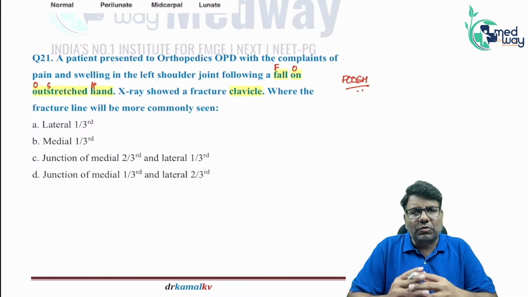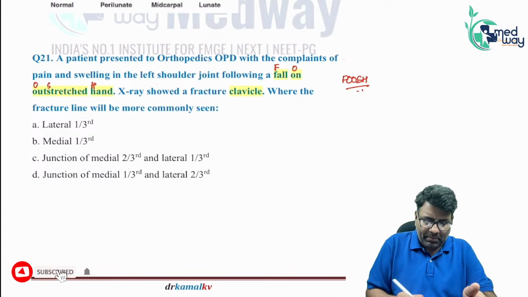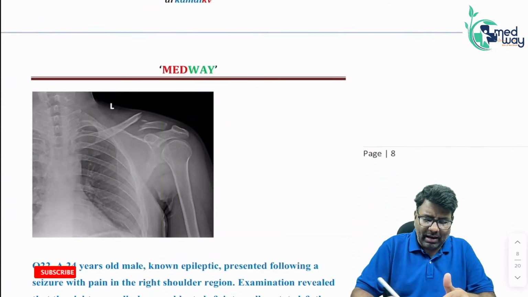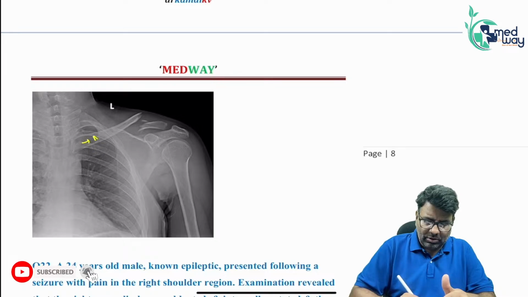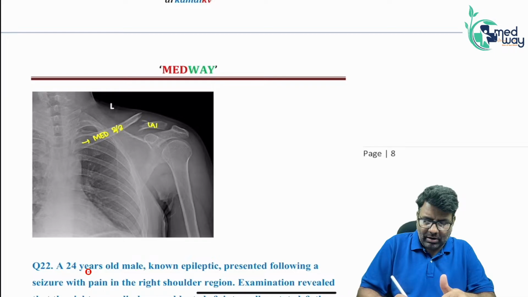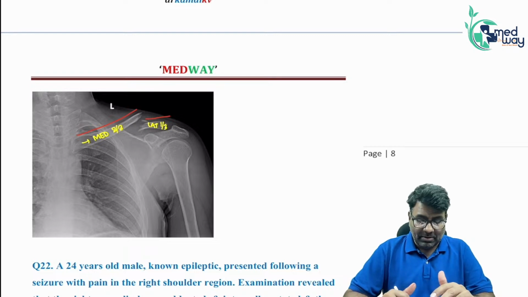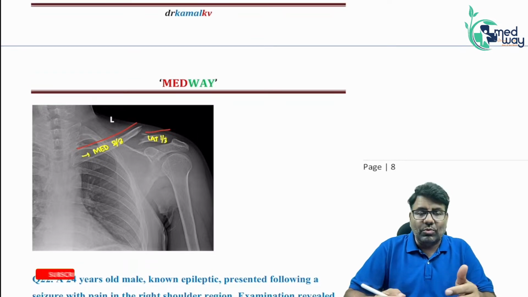Now, I think most of you must be knowing that it is the junction of the medial 2/3 with the lateral 1/3. So this is the most common site of fracture, and this is one X-ray I kept just to document this. So this is the medial third, and this is the lateral. Yeah, so you can see this is the medial 2/3, the lateral 1/3, and this is the usual site of fracture in most of the cases. Now, what is the reason why?